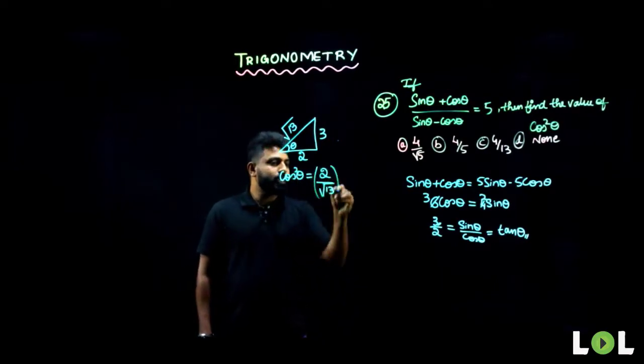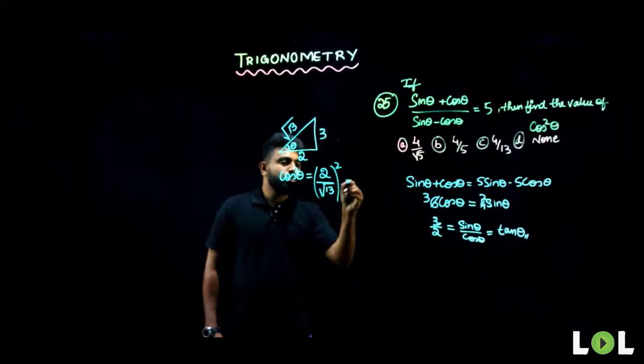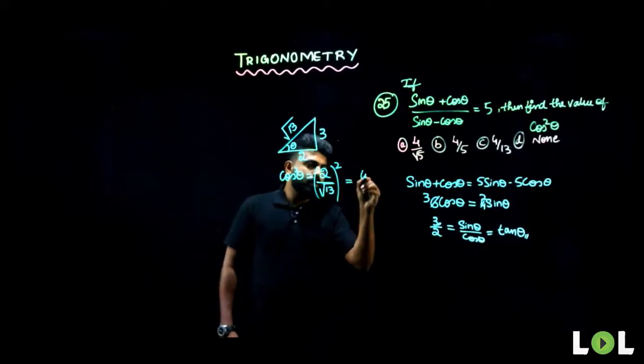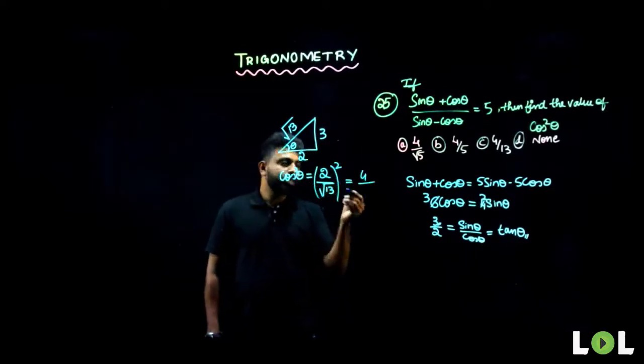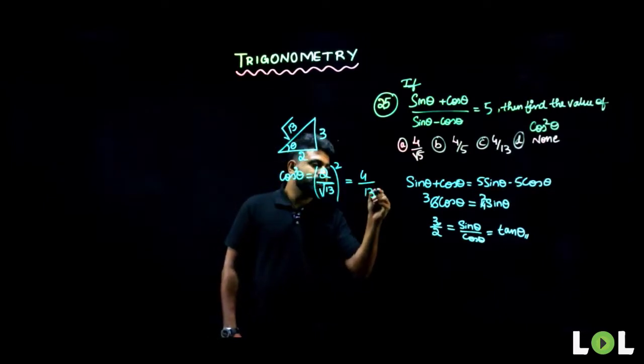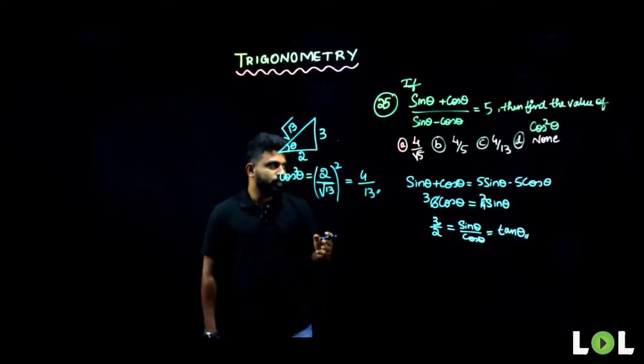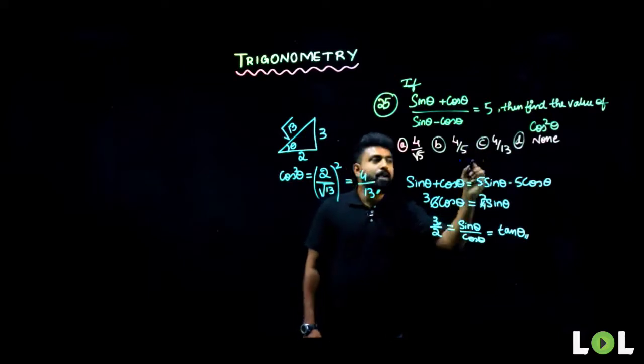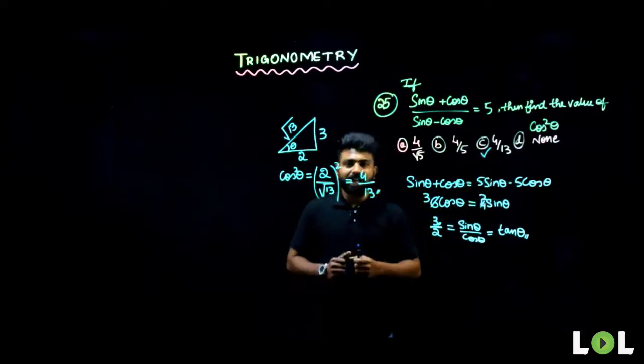Cos square theta will be nothing but the square of this. So if I square this, what do I get? 2 square is nothing but 4 divided by root 13 into root 13, which is nothing but 13 itself. So do we have this in the options? Yes. Option C, 4 by 13 will be my final answer.